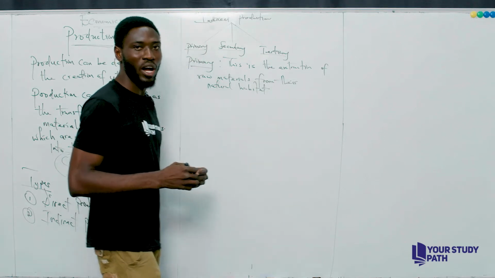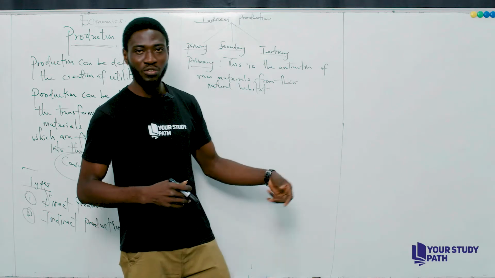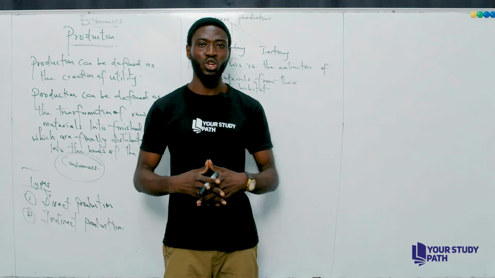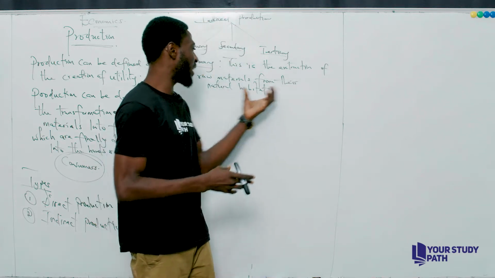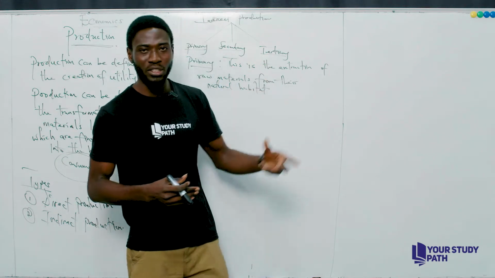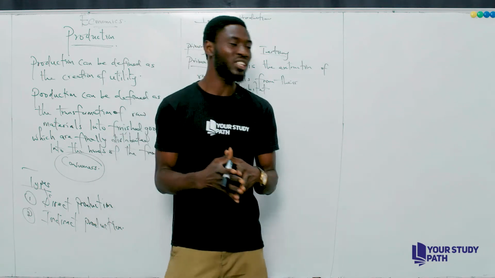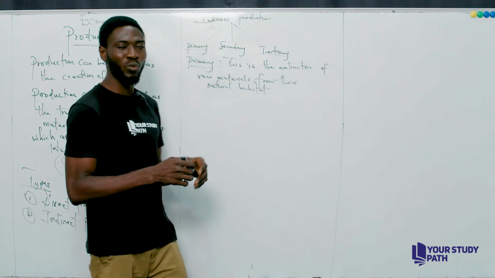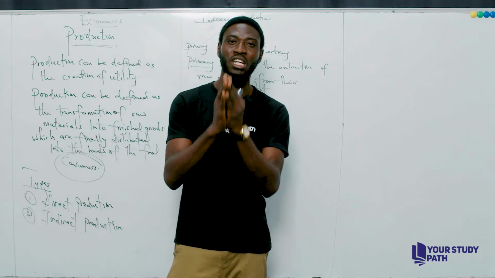From their natural habitat. Now, we can say the extraction of raw material from the Earth's surface. Yes, we can say from the Earth's surface, but not all raw materials are extracted from the Earth's surface. So the best word to use here is what? From their natural habitat. That is where they stay, or their place of what? Abode. Now, the primary is when you bring up the raw material in their natural state or in their raw state.